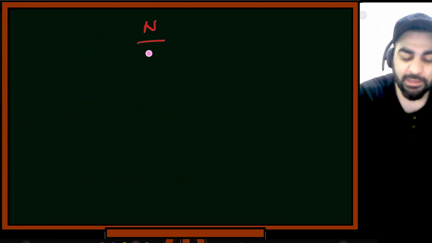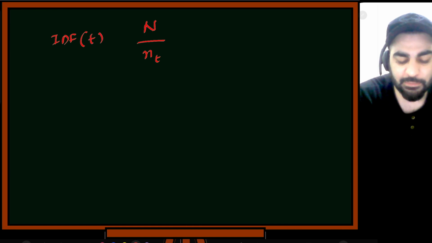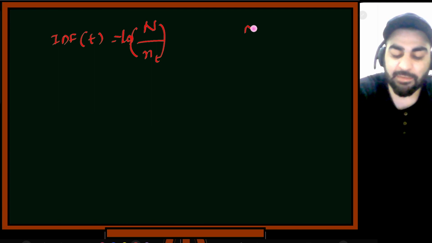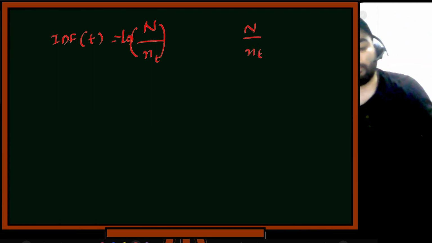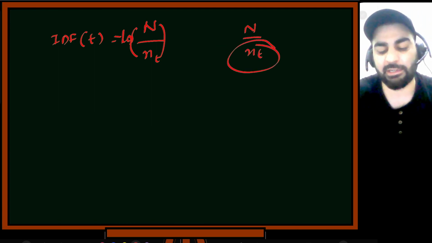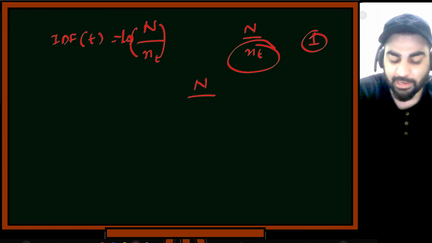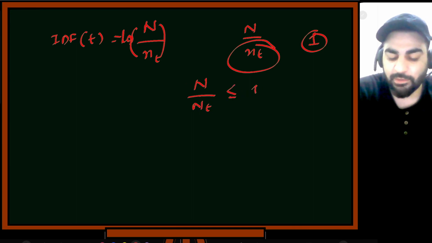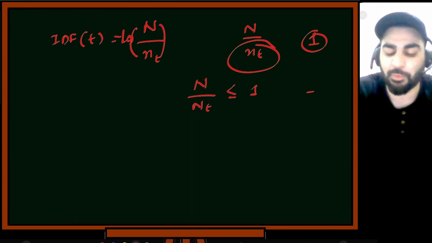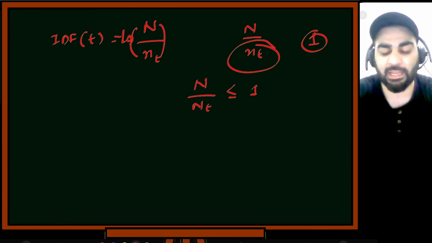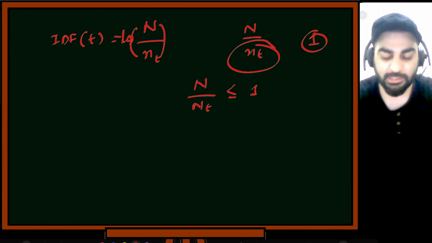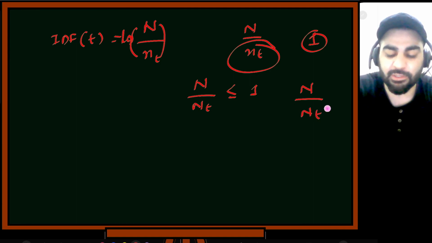So let's suppose I have the IDF of some term t, which is equal to log of n by nt. The maximum value that n by nt can take: this nt can be present in all the documents, so it can take the value of 1. So the value of n by nt is always less than or equal to 1, and it should be positive also. It can be, let's suppose, in 0 documents or something. So this nt can be 0 also.